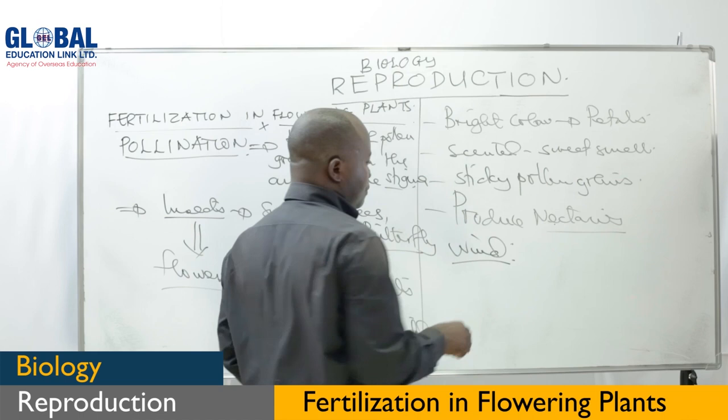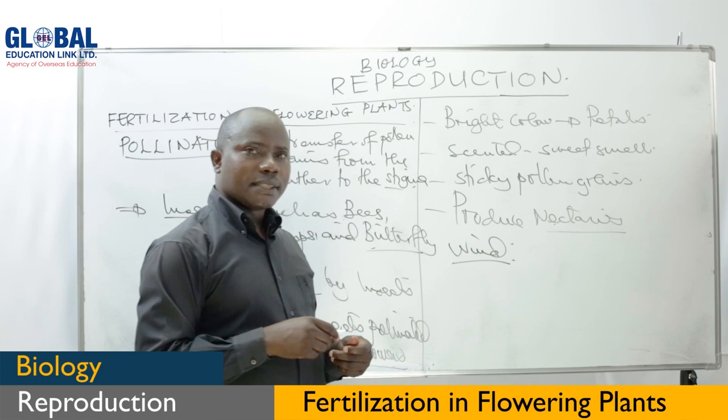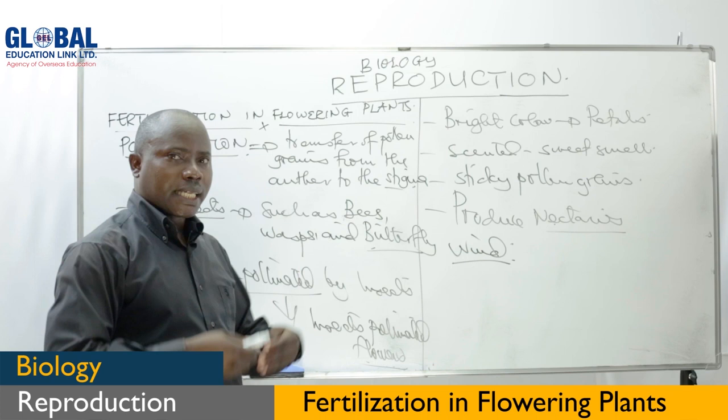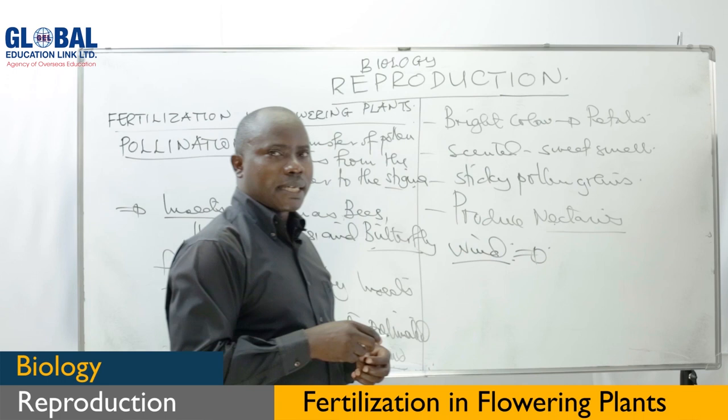Wind is another agent of pollination. It carries pollen grains from the anther to the stigma. When the wind blows, it can take the pollen grains to the stigma. The flower pollinated by the wind is referred to as a wind-pollinated flower.